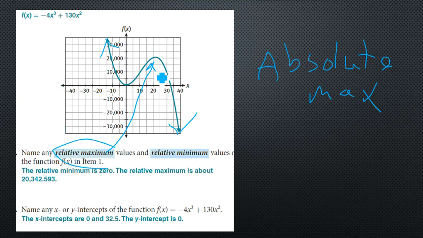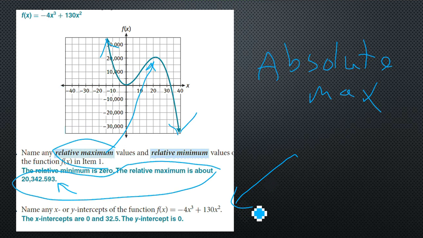Okay, and for this case, this had to do with a volume problem, and it tells you that the relative maximum is right there. So that would be the maximum volume you could get out of the piece that you were trying to do there. And then lastly, you can talk about x and y intercepts. Those are going to be where they cross the x and y axis.